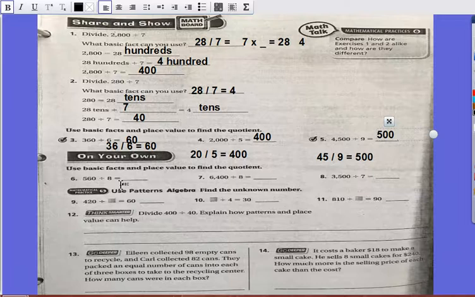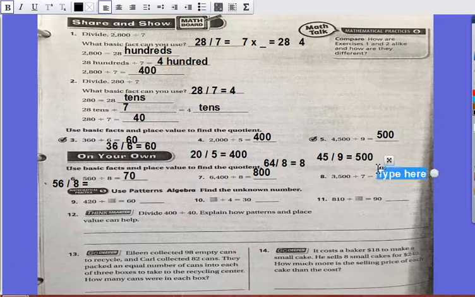560 divided by 8. So that means 56 divided by 8. 8 times 7 is 56. Since I have a tens there, I'm going to add my tens in my answer. Then we have over here 64 divided by 8. 8 times what is 64? 8 times 8 is 64. Then I took away my 2 zeros before, so I'm going to add my 2 zeros on. There's my hundreds right there.